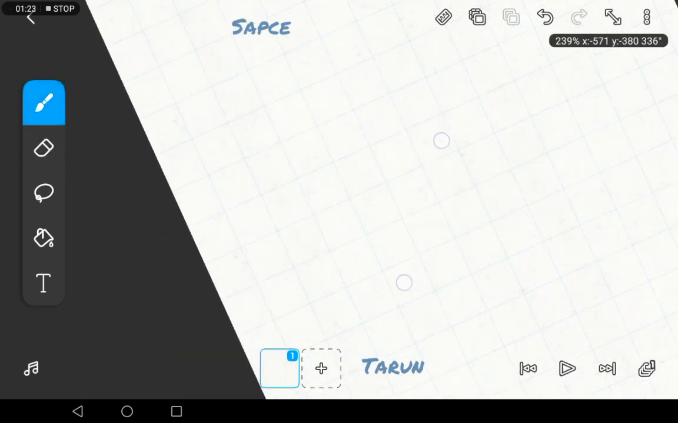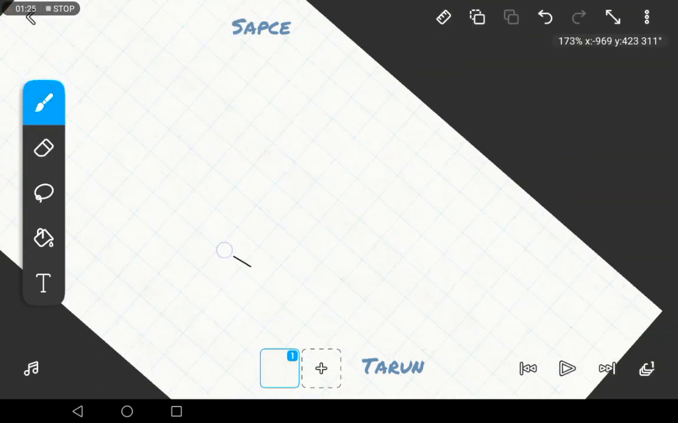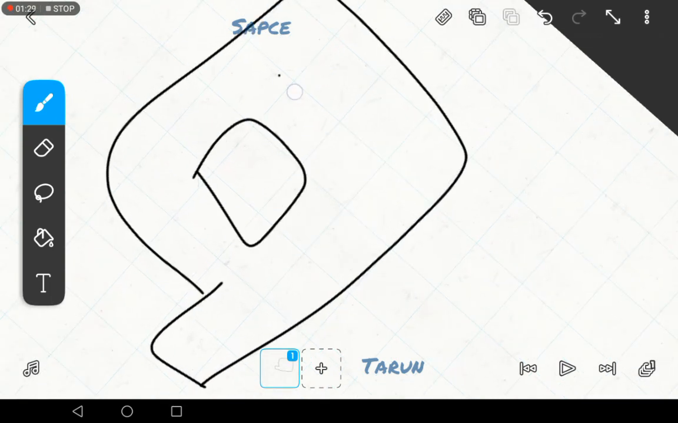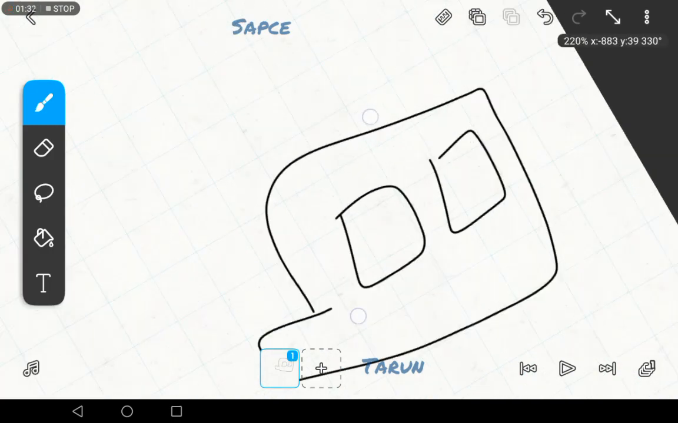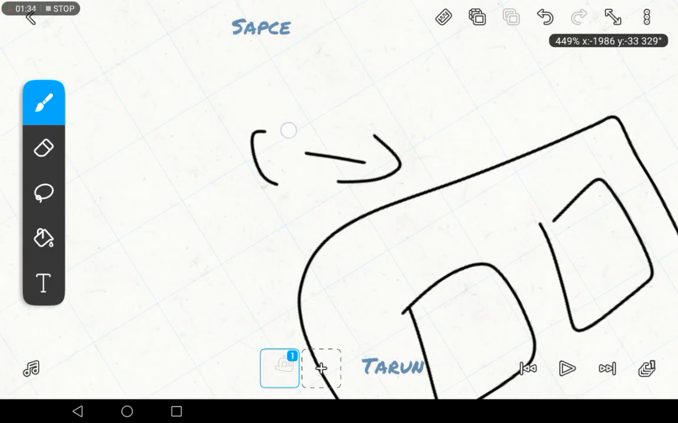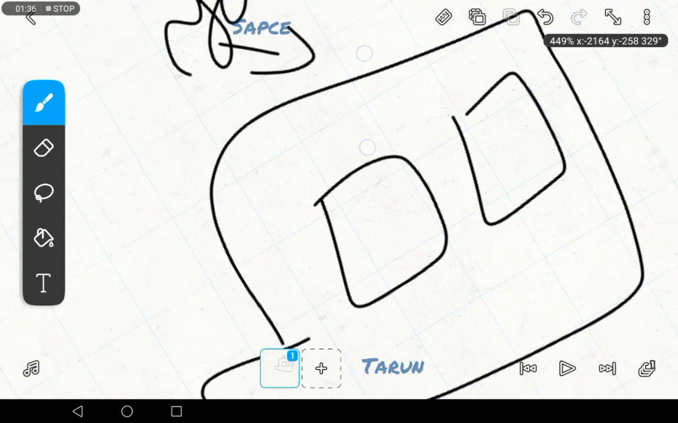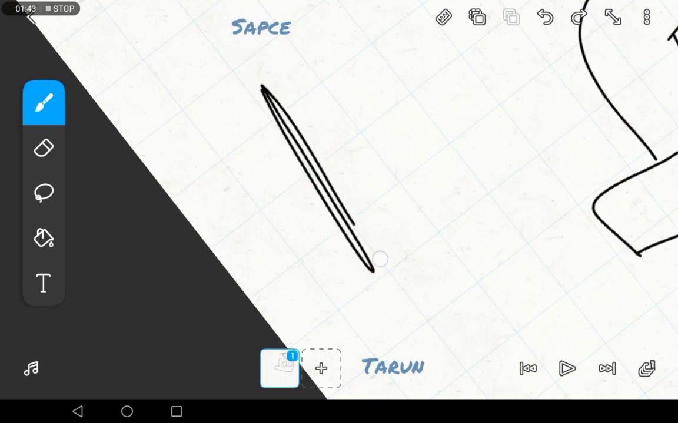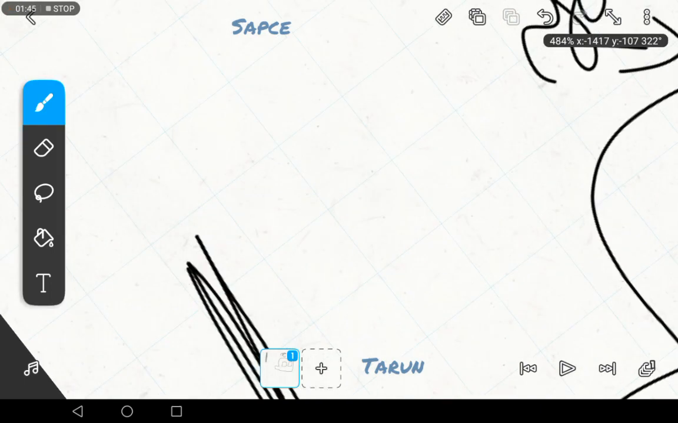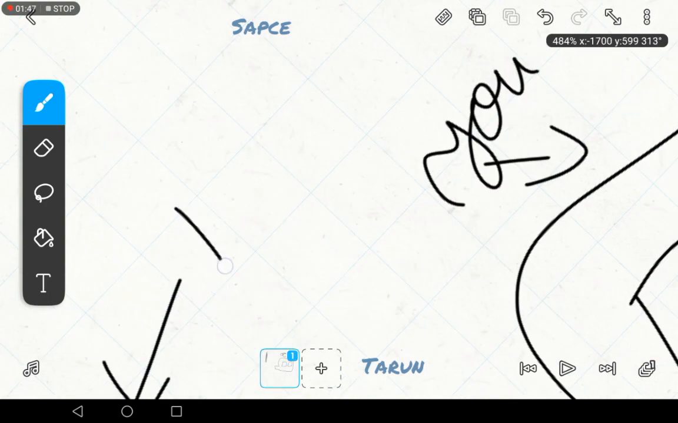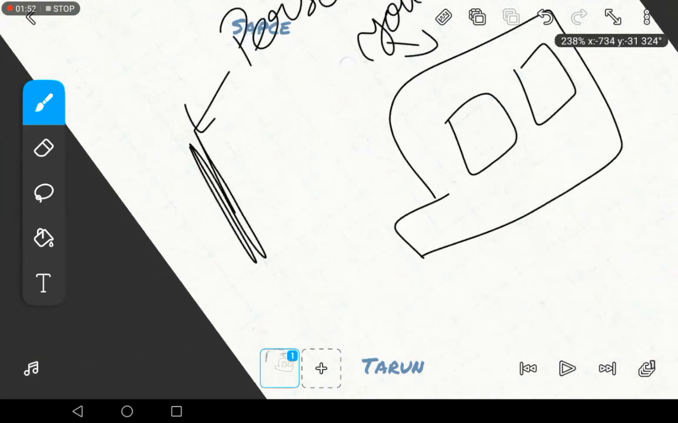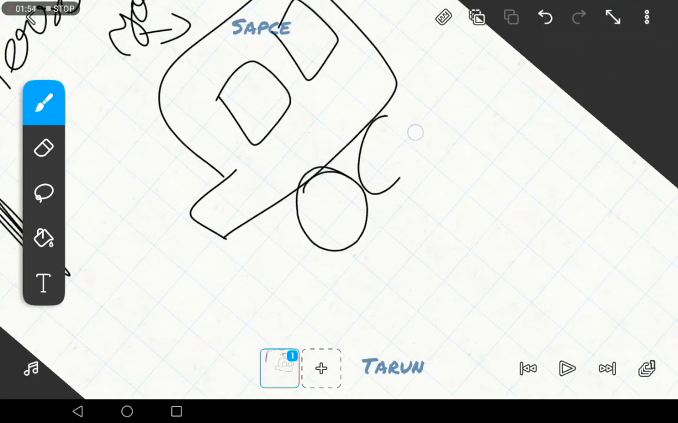Okay, now if you're driving a car, and this is you, you're driving a car, and there's a person. Okay, this is the person. I don't know how to do it. And that's the person right over here.